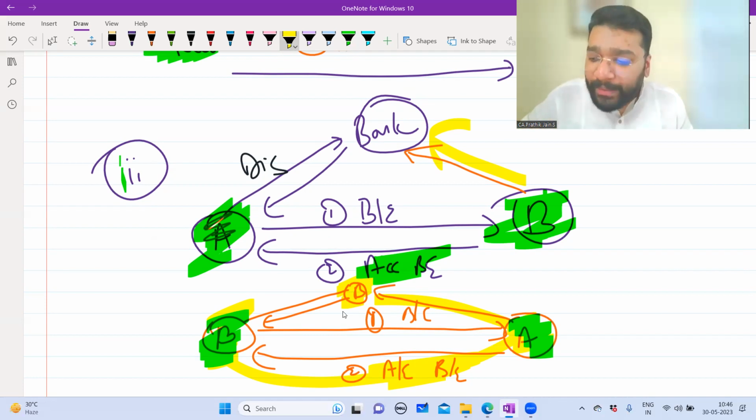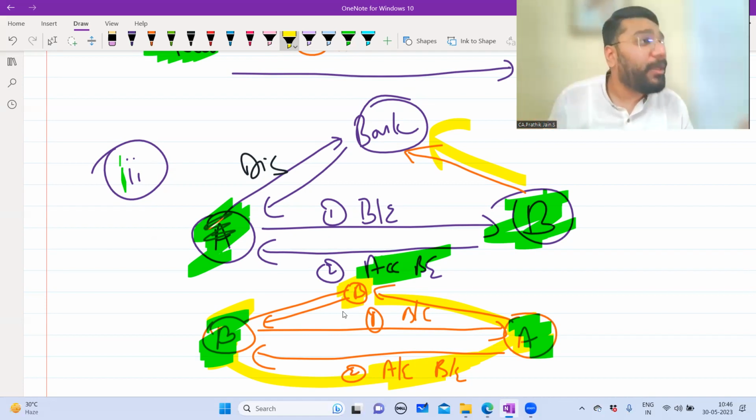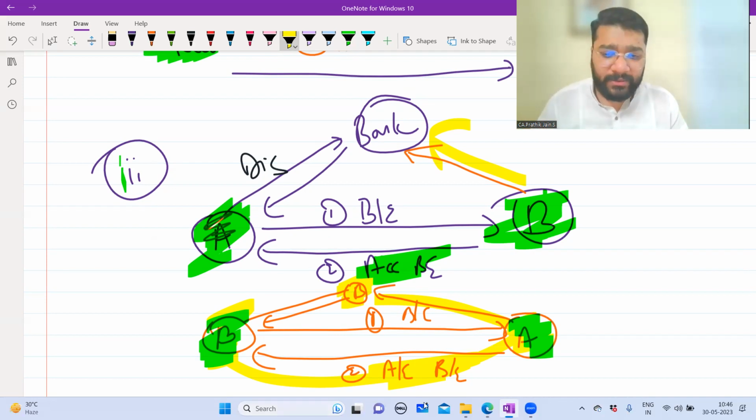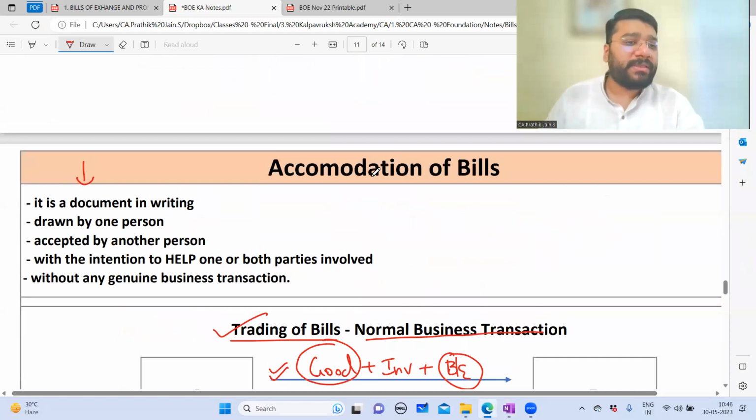Now, I don't expect you to understand this 100%. Today, the concept we are discussing is basically an outline of the accommodation of bill. In reality, you will start understanding the concept when we start doing the practical questions. Now, guys, let's come back and read the theory language. Just read this theory language. Now, things will be even easier to understand.